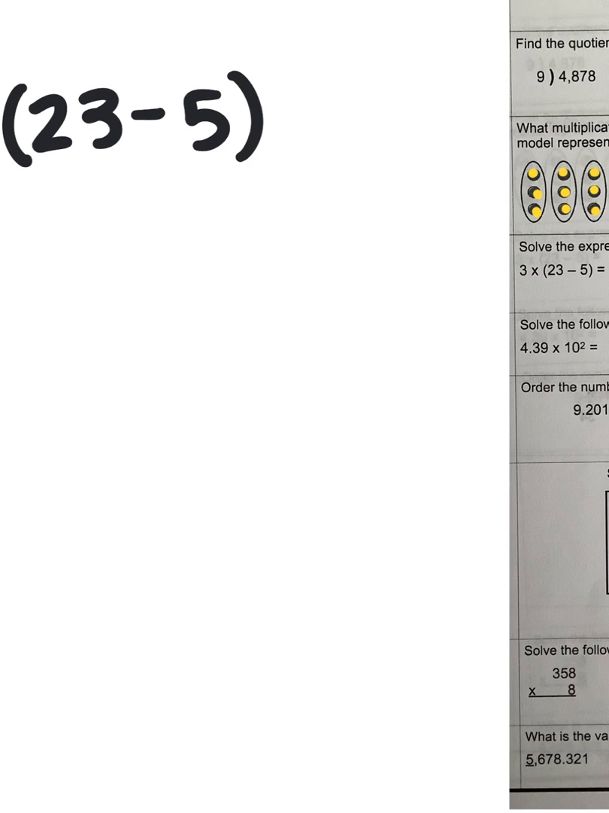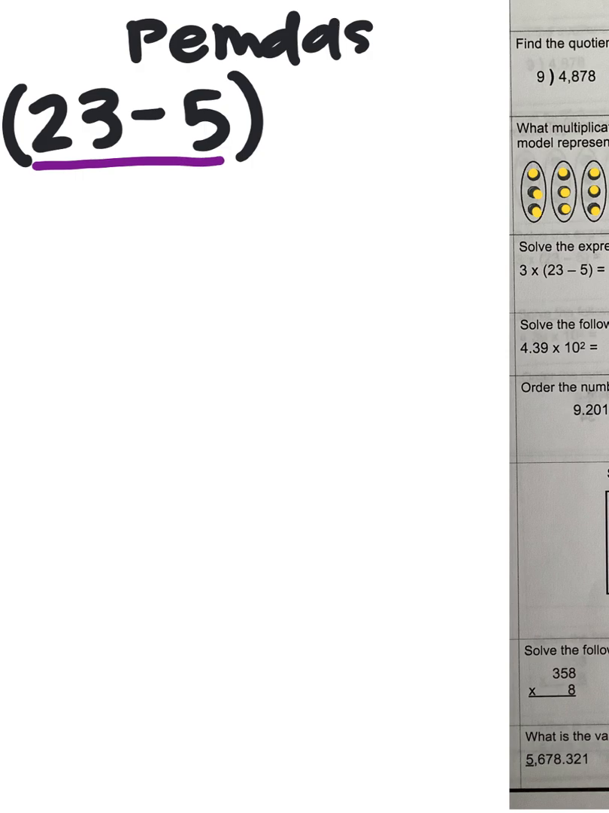I want to look at this PEMDAS problem. I'm going to go ahead and write PEMDAS on my scratch paper. That reminds me that I'm first looking for parentheses, which I see. It says 23 minus 5 is 18. I'm going to bring everything down, which only leaves me with one operation, 3 times 18.